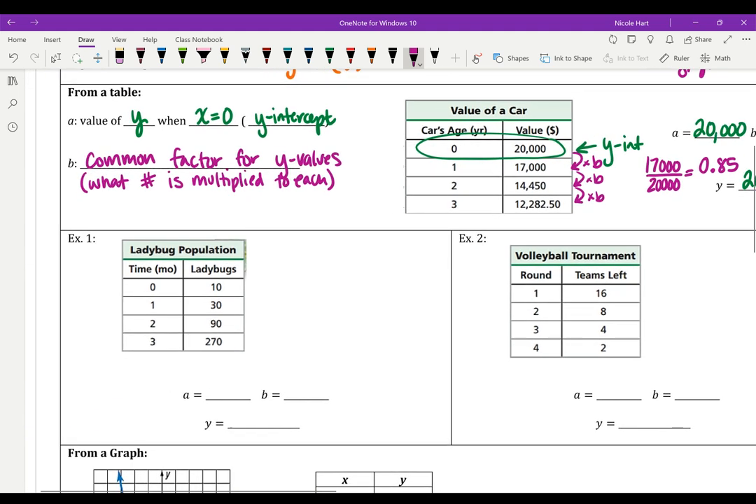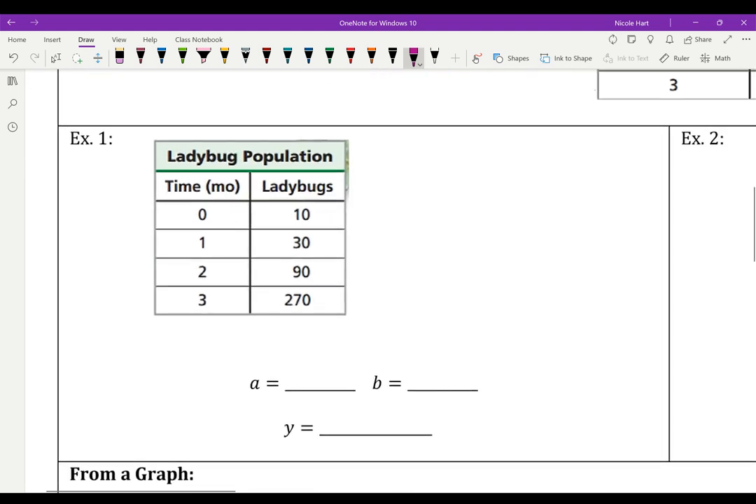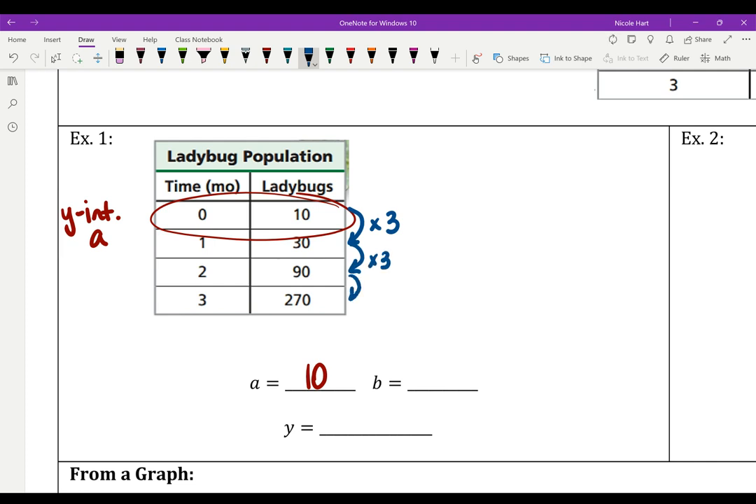So we'll look at another example here. Again, I need to find my y-intercept. It's happening when x is equal to 0. That is going to be the value of a, so a is going to be 10. And then I'm going to look at what each number is multiplied by. So to go from 10 to 30, that's multiplied by 3. From 30 to 90, that's multiplied by 3. And again, to go from 90 to 270, it's multiplied by 3.